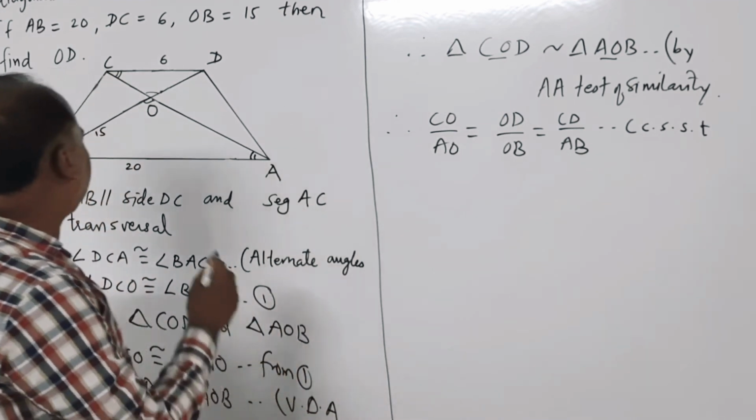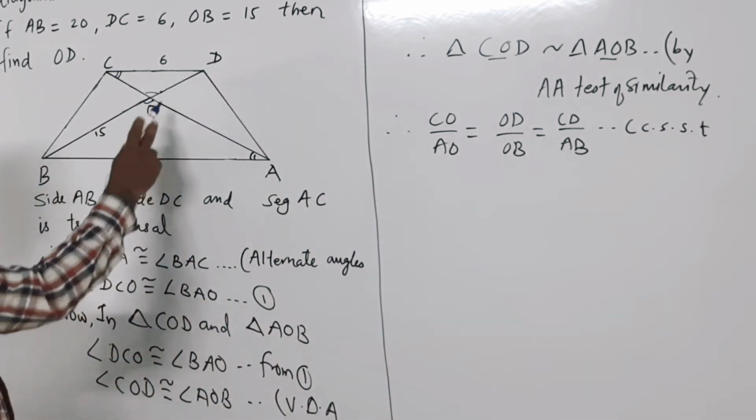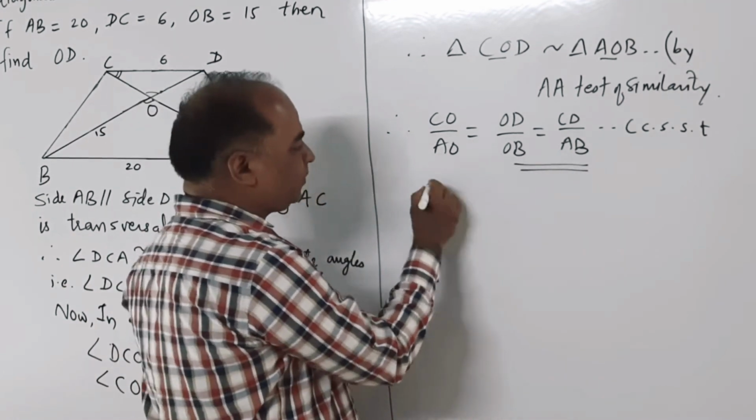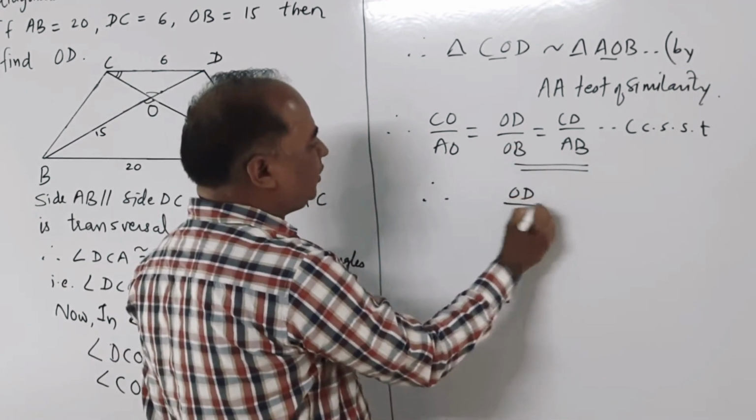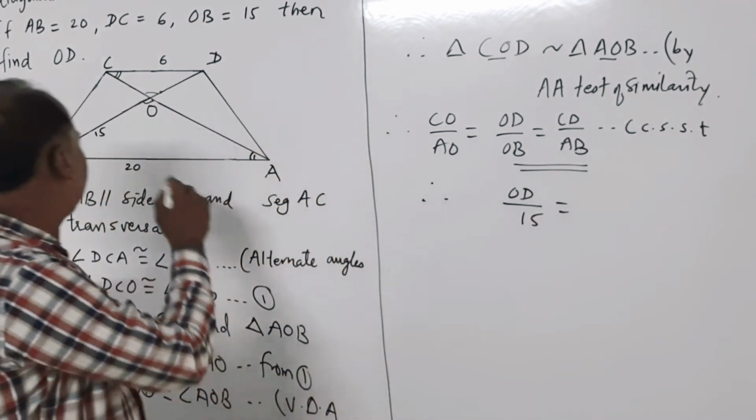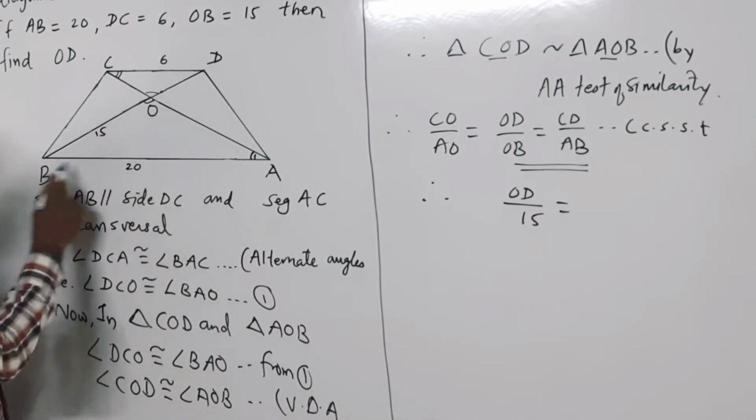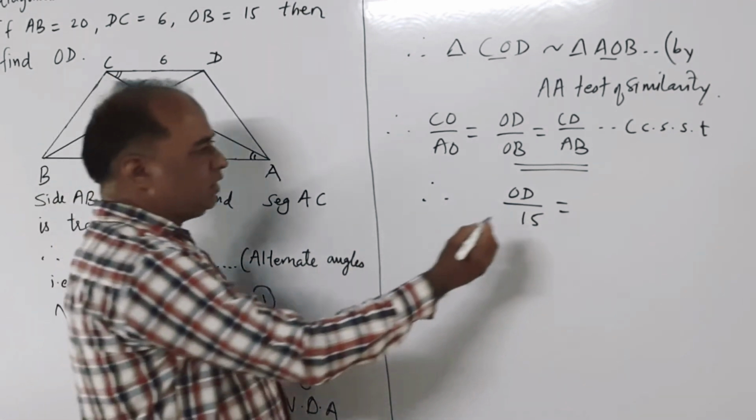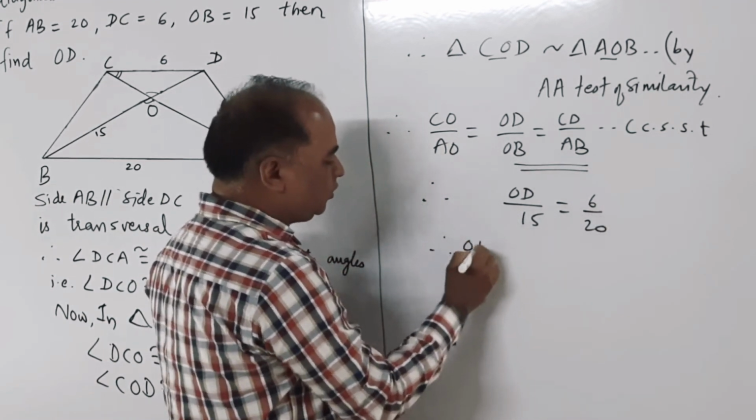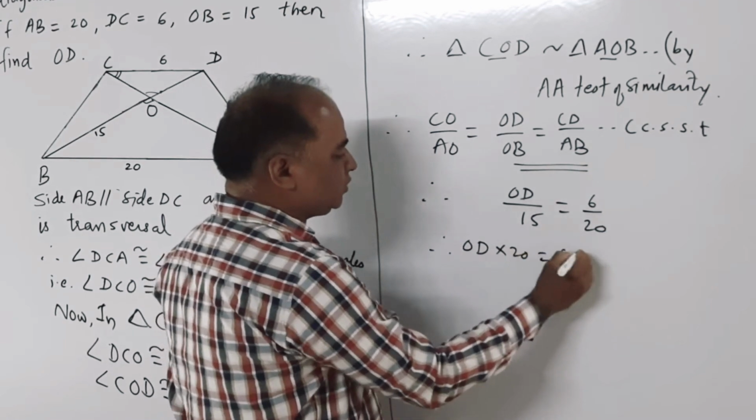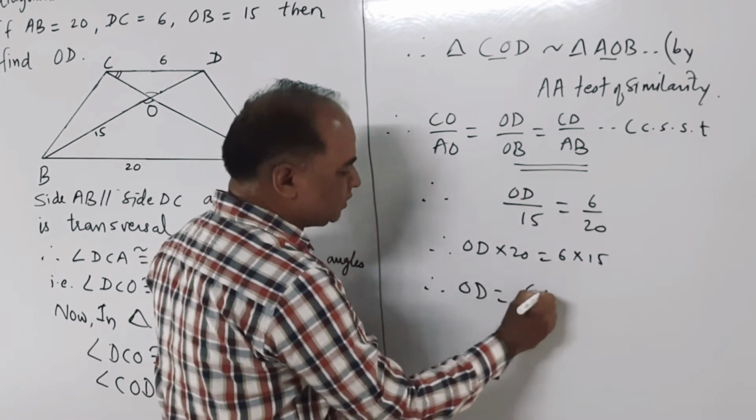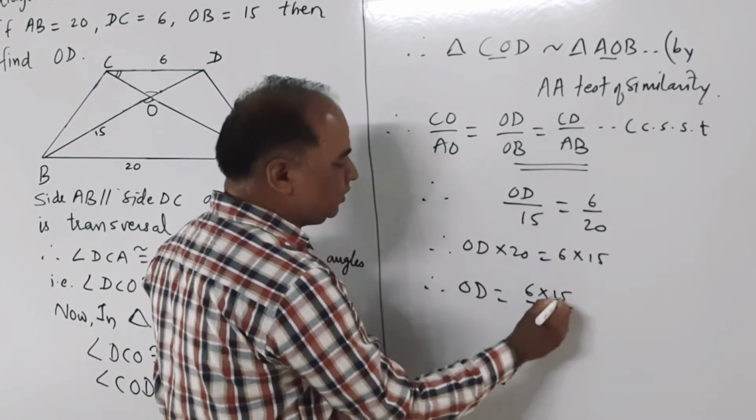Now here the lengths of sides CD, OB and OD are involved. So we consider these two ratios. Therefore OD upon OB, you have to find OD. OB is given as 15, which is equal to CD upon AB. OB is 15, CD is 6 and AB is 20. So OD upon 15 is equal to 6 upon 20. Therefore cross multiply: OD into 20 is equal to 6 into 15. Therefore OD is equal to 6 into 15 upon 20.